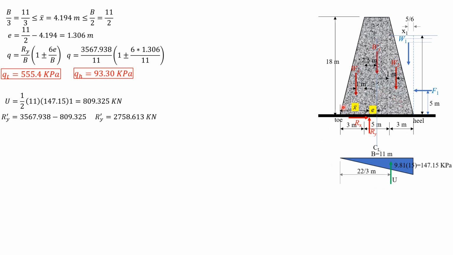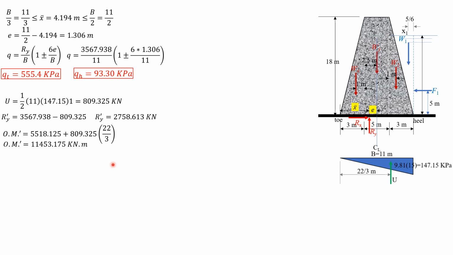Also, uplift will have an overturning moment about the toe. So the new value of overturning moment would be the previous overturning moment plus the moment due to uplift, which is uplift force times 22 over 3. The righting moment is unaffected. So overturning moment prime is equal to the previous overturning moment 5518.125 plus uplift force times 22 over 3. So overturning moment prime is equal to 11453.175 kilonewton meter.